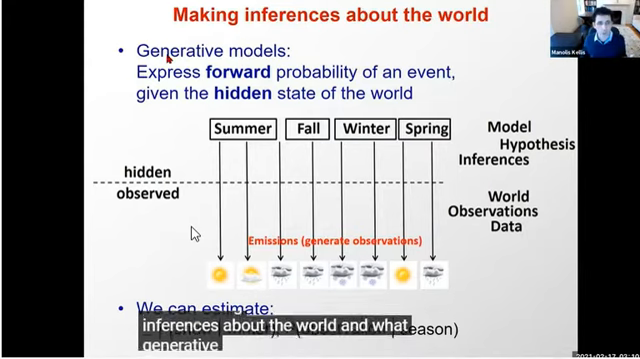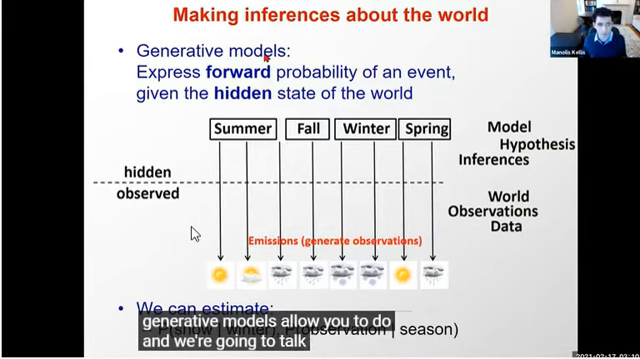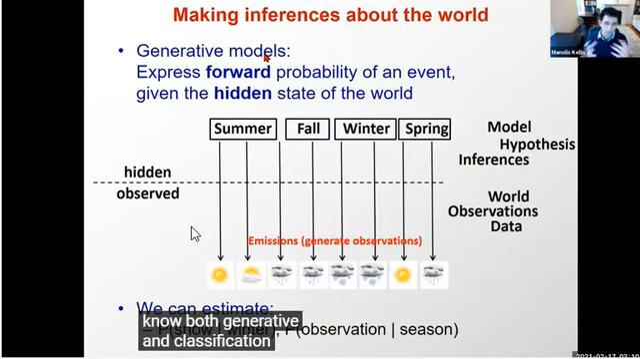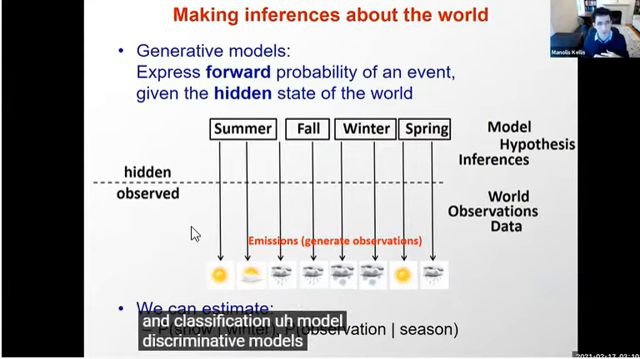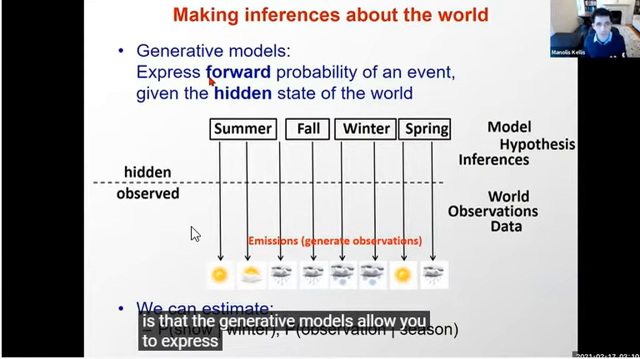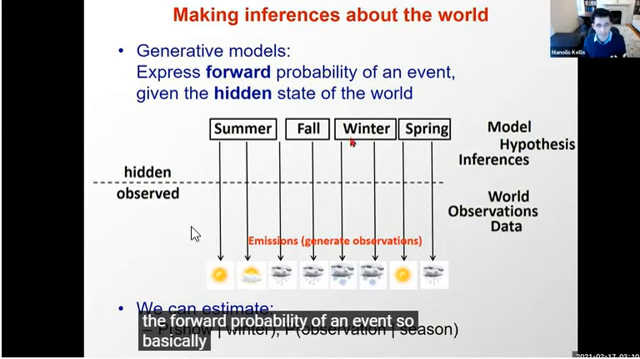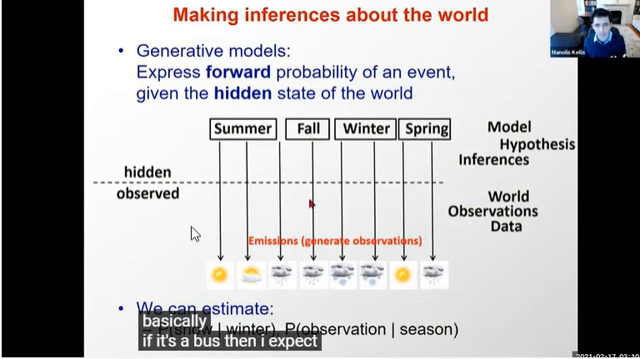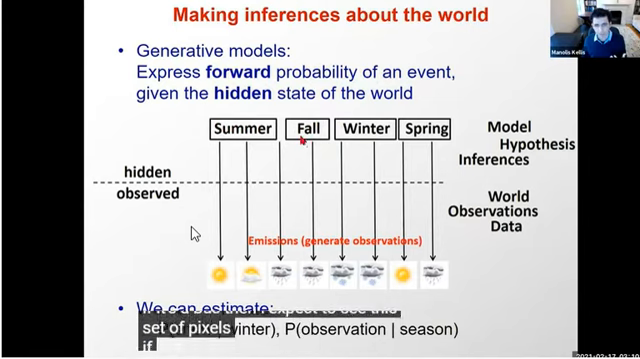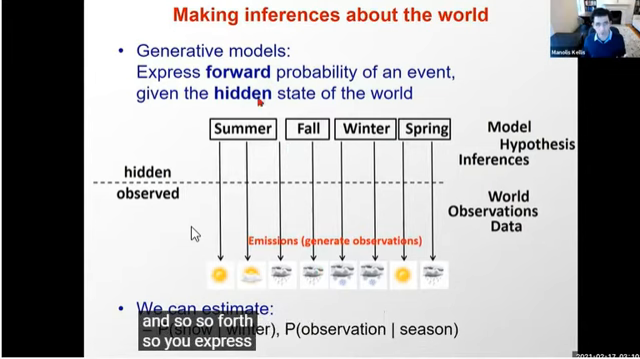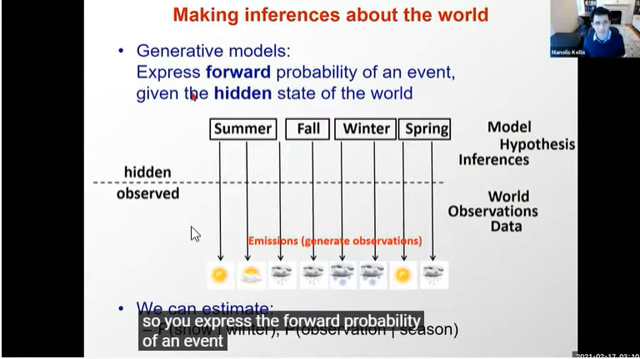And what generative models allow you to do, and we're going to talk about both generative and classification, or discriminative, models, is express the forward probability of an event. So basically, if it's a bus, then I expect to see this set of pixels. If it's fall, then I expect to see rain, and so on and so forth. So you express the forward probability of an event given the hidden state of the world.